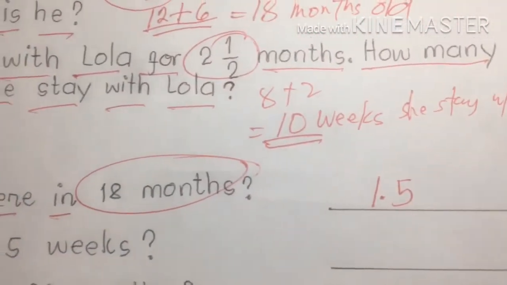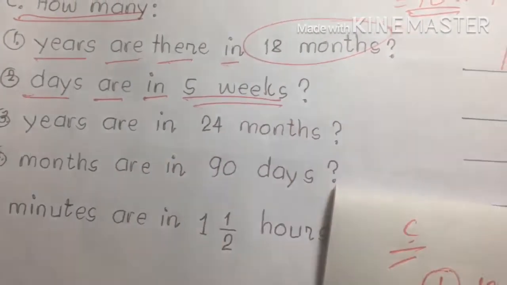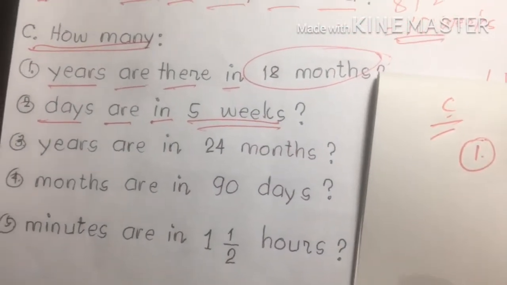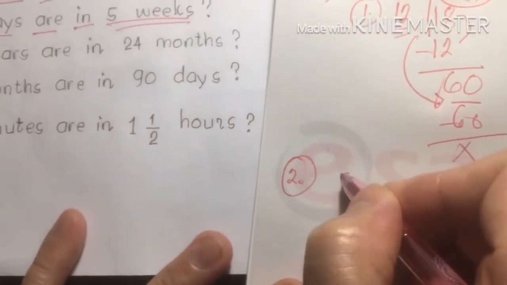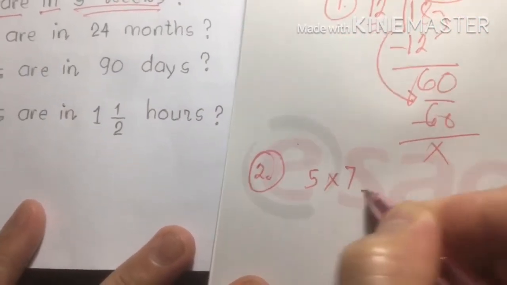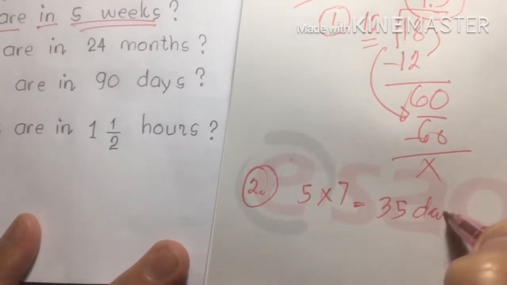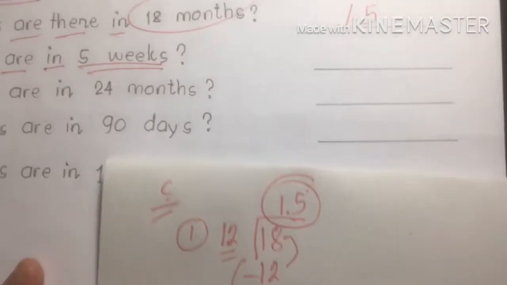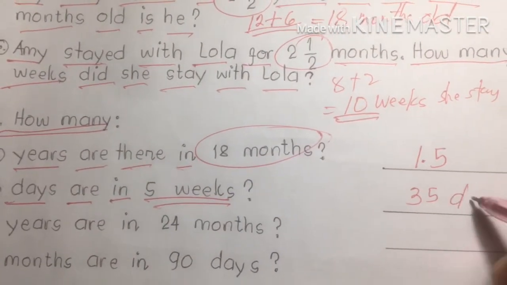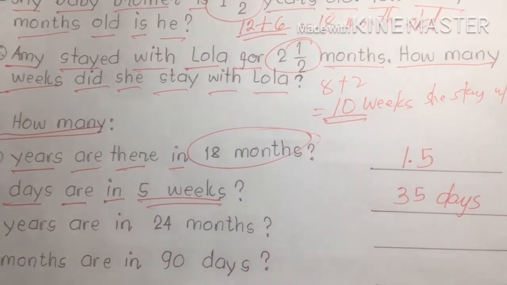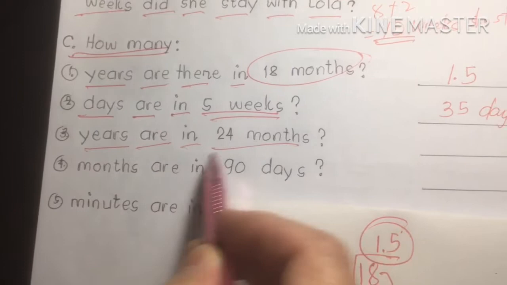2. How many days are in 5 weeks? Okay, so conversion is weeks to days. So we have number 2. So we have 5 times 7. So we have 35 days. That's for number 2. 35 days.